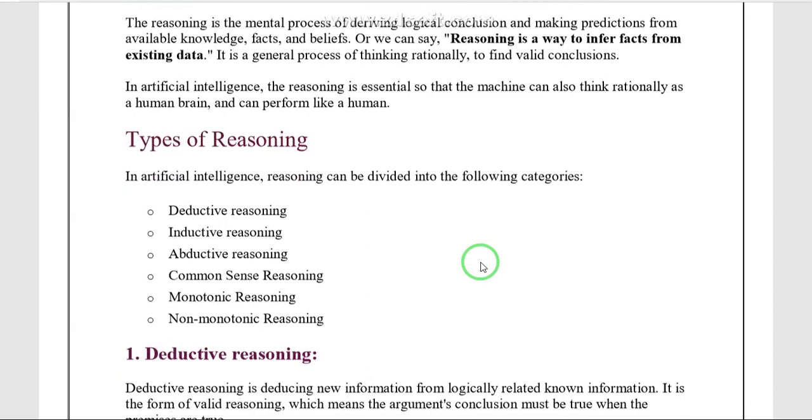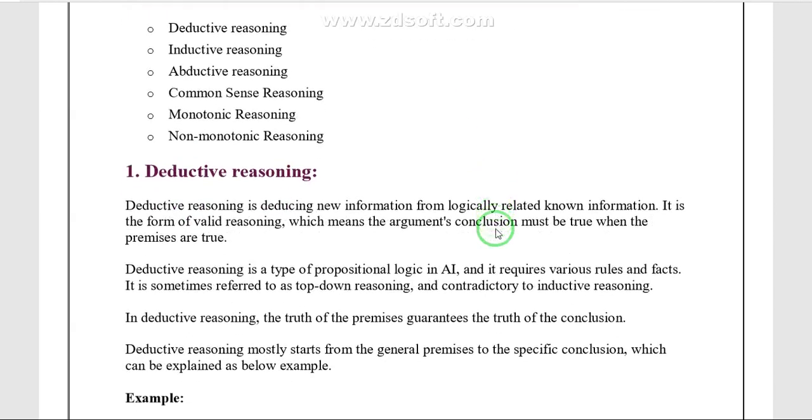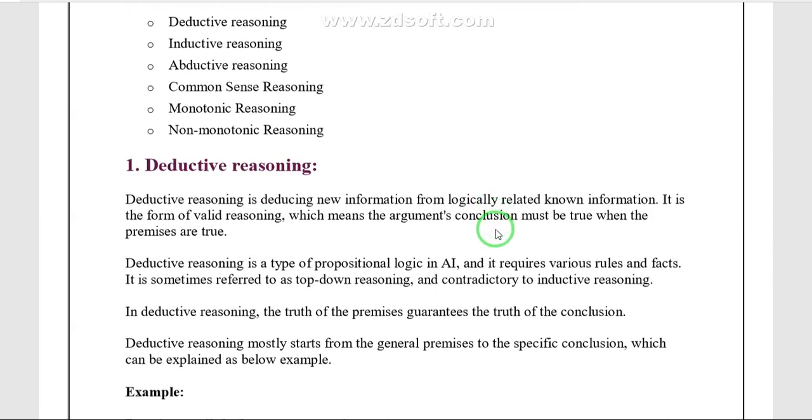Now we are entering into the types of reasoning. We have 6 types of reasoning: deductive reasoning, inductive reasoning, abductive reasoning, common sense reasoning, monotonic reasoning and non-monotonic reasoning. First we discuss deductive reasoning. Already we said that reasoning follows two types of techniques, deduction and induction.